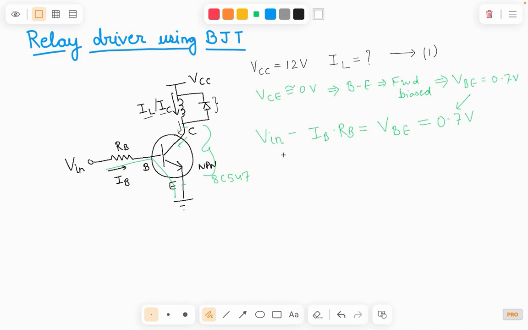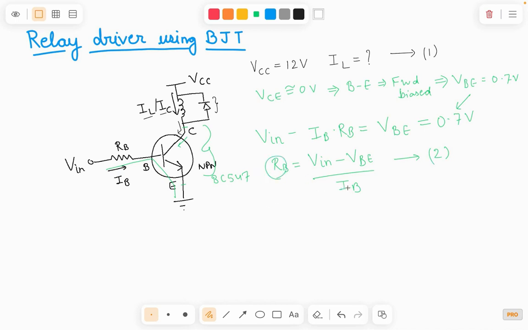Okay. Now, if I could quickly reshuffle this equation, because we need to find out the value of RB, the equation will become RB equals Vin minus VBE over IB, right? So this will allow us to compute the base resistance that will be required in the circuit.